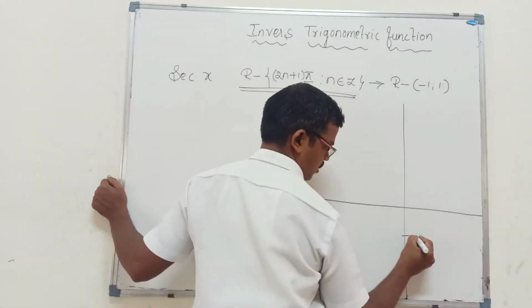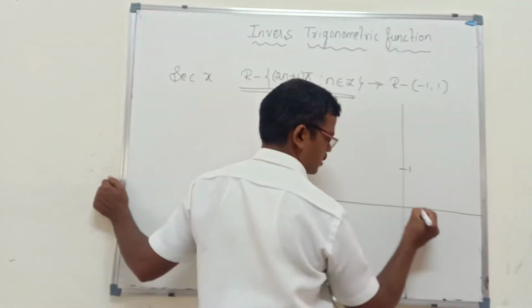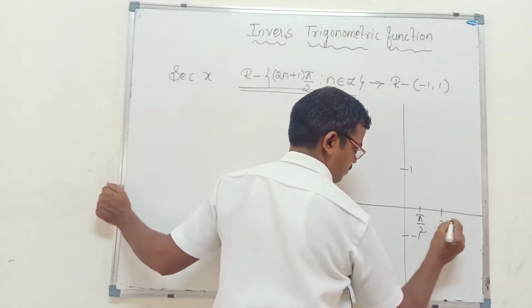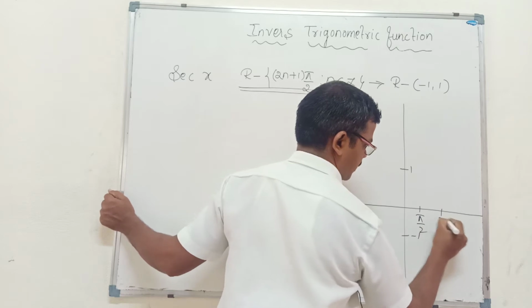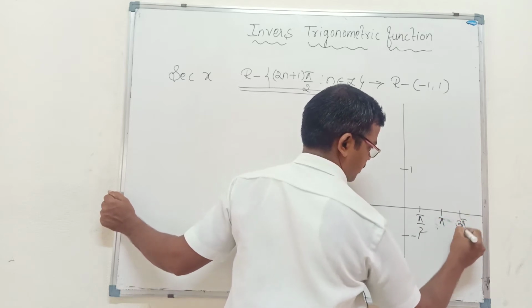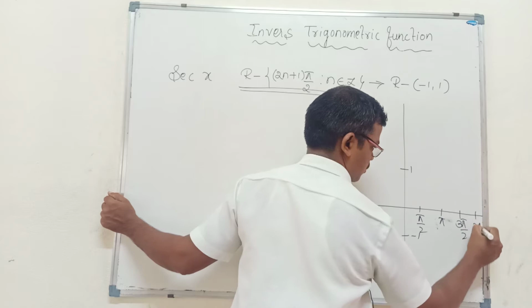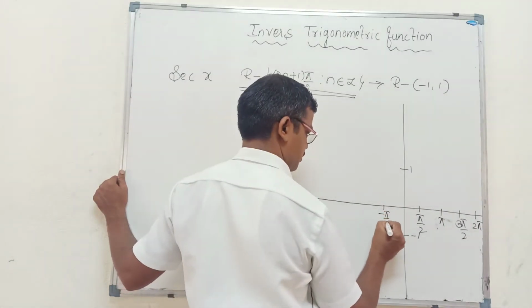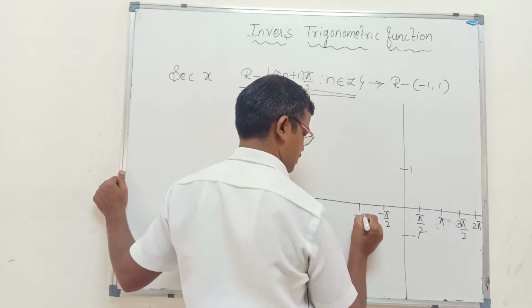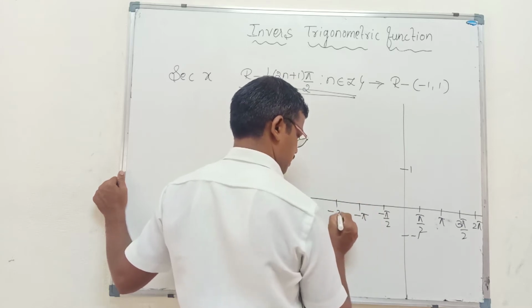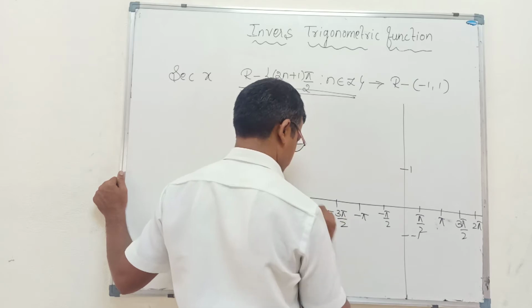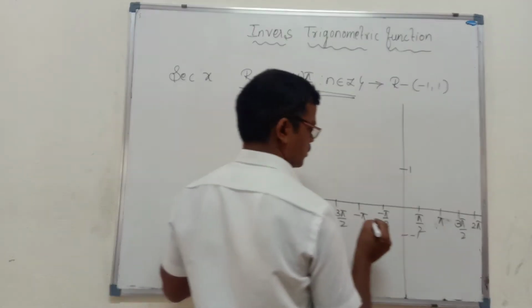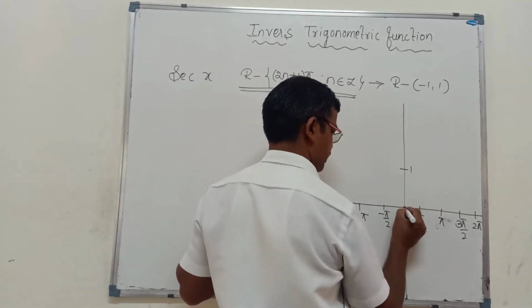So here it is minus 1, here it is 1. So pi by 2, 3 pi, 3 pi by 2, 2 pi, minus pi by 2, minus pi, minus 3 pi by 2, minus 2 pi. So then 0 it is.